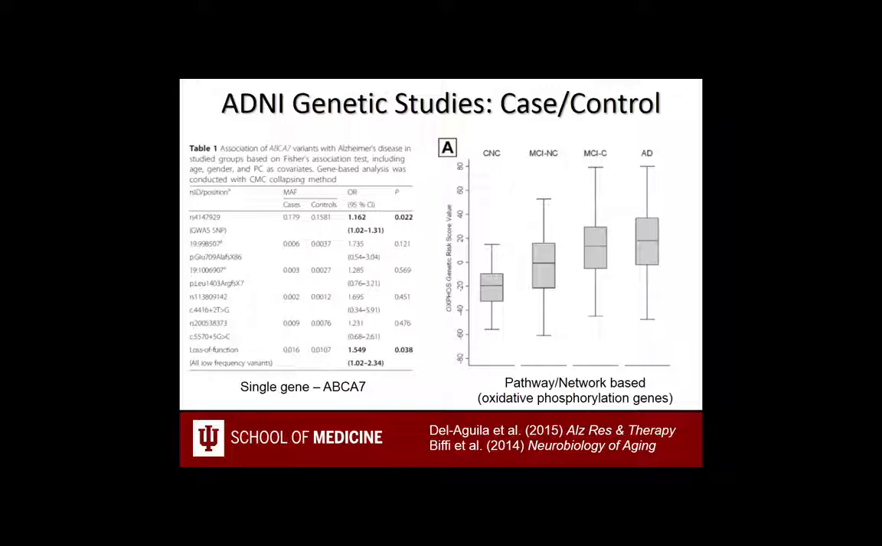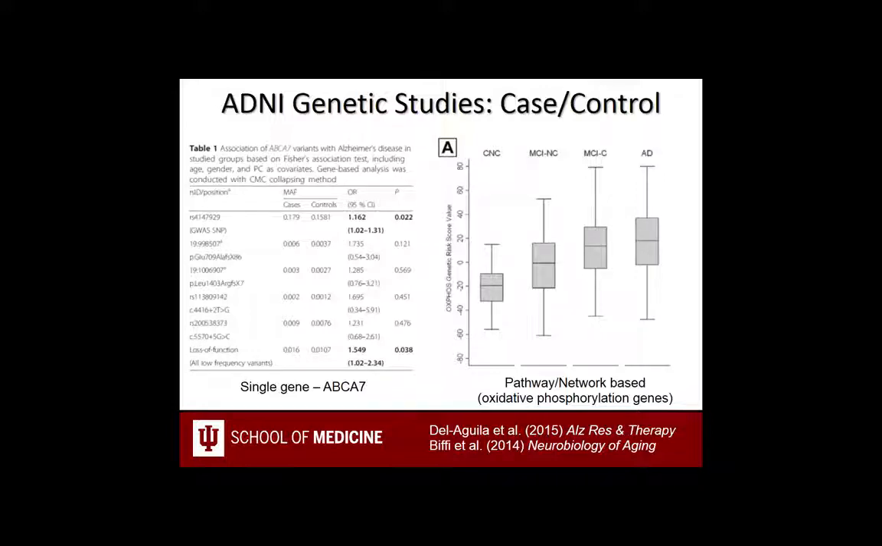You can also do a more pathway or network-based approach. Sometimes in my slides, it's not going to be exactly that. It's going to be more of a multi-gene approach. But in this case, they were looking at genes that were involved in oxidative phosphorylation. So they had some hypotheses about why this might be involved in Alzheimer's disease.